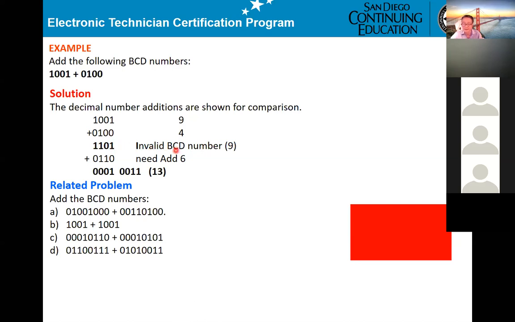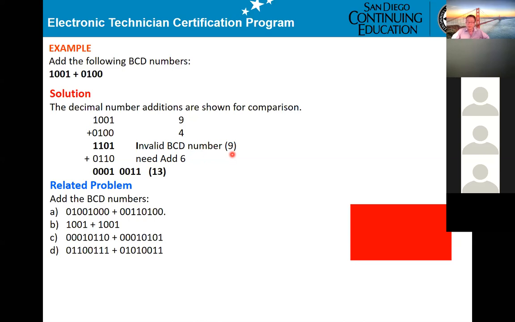BCD. You understand why invalid? Yes. Why is it invalid? It's greater than 9. The maximum is 1001. Yeah, the thing is that number is basically number 13, right? However, BCD goes up to only number 9. You don't have any number 10, 11, 12, 13, 14, 15. In this case, what to solve the problem?